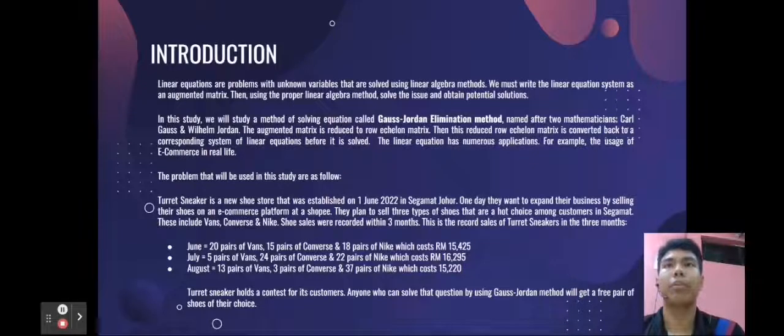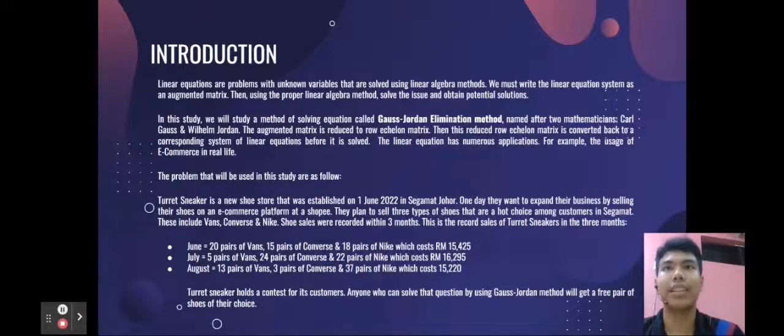Introduction. Linear equations are problems with unknown variables that are solved by using linear algebra methods. We must write the linear equation system in an augmented matrix. Then by using a linear algebra method, we can solve the issue and get the solution. In this study, we will use the Gauss-Jordan elimination method, which is named after two mathematicians, Carl Gauss and William Jordan.